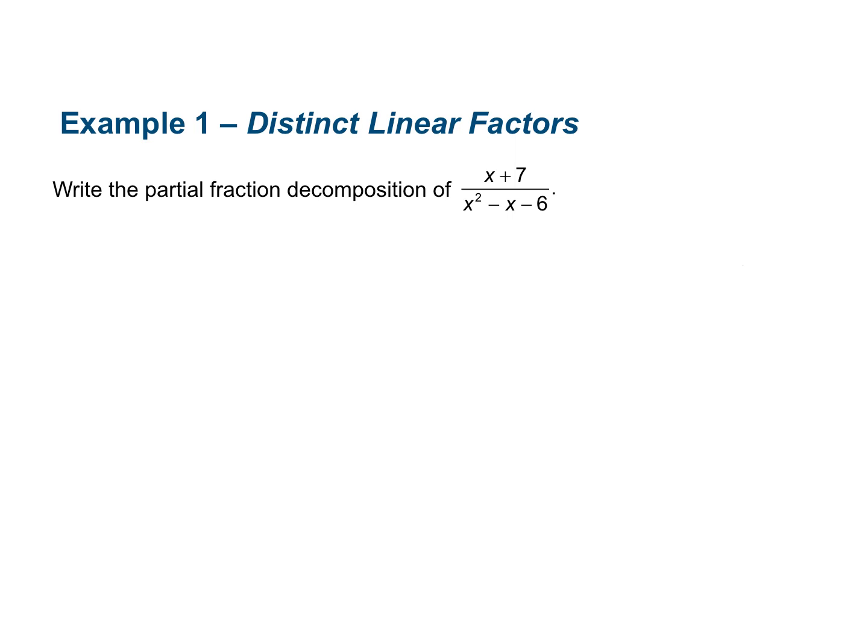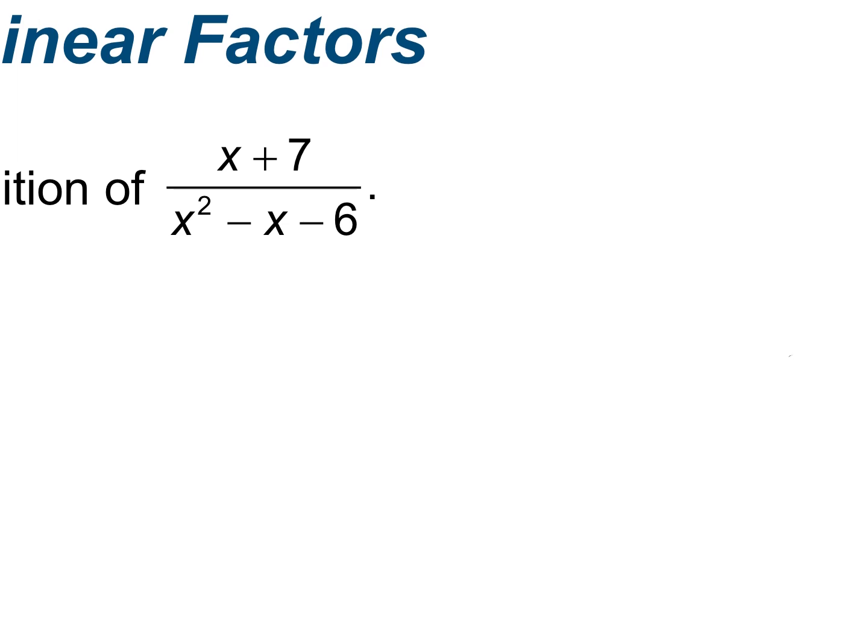So in example 1, sometimes some of the questions you'll see on the homework say do not solve, some say solve. So we'll start this one by solving, and then we'll practice a few more just setting it up. So first thing we want to do is factor our denominator. What are two factors of -6 that add to -1? -3 and 2. Awesome. So we have x minus 3 and x plus 2.